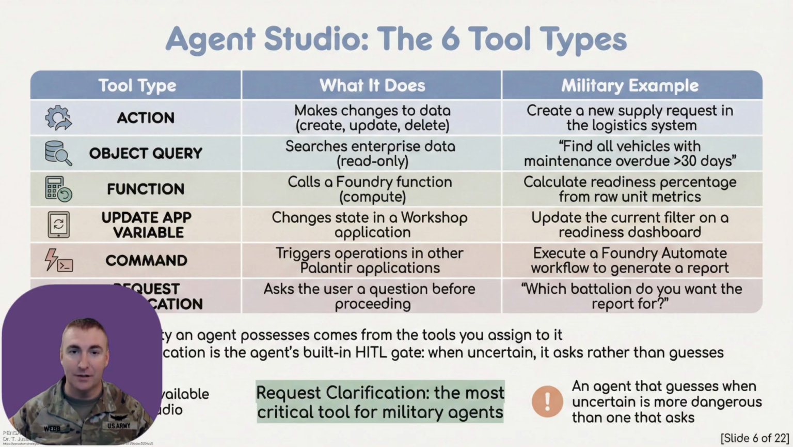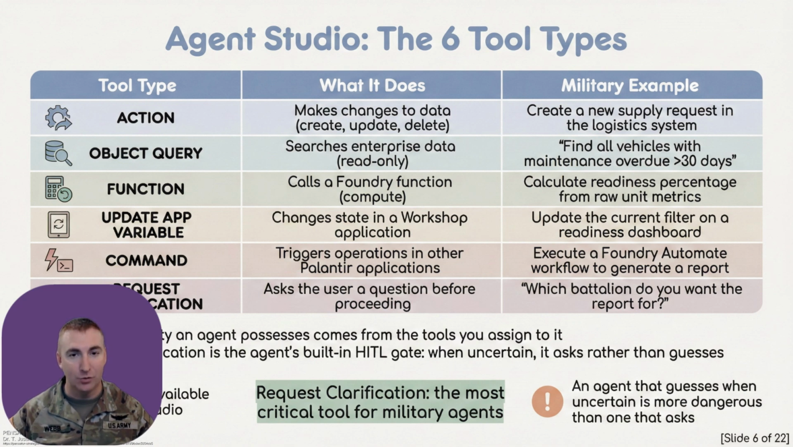6 tool types. Every capability your agent has comes from the tools you assign it. Action writes data. Object query reads data. Function computes. Command triggers other systems. Update app variable changes dashboard state. And request clarification asks the user a question before proceeding. That last one is the most critical for military applications. An agent that guesses when it encounters ambiguity is more dangerous than one that stops and asks.